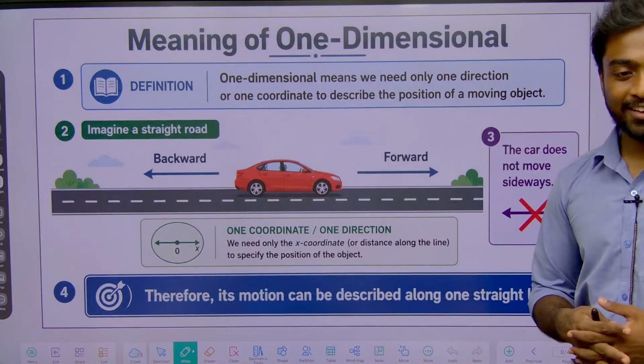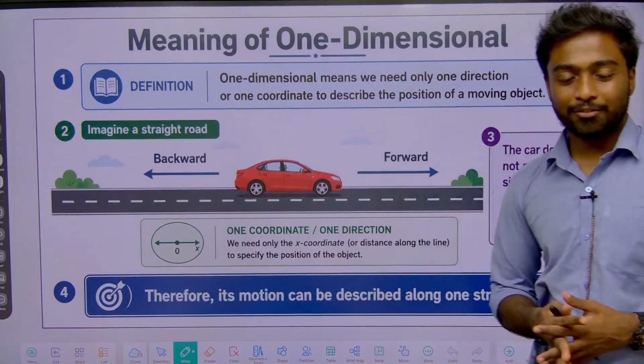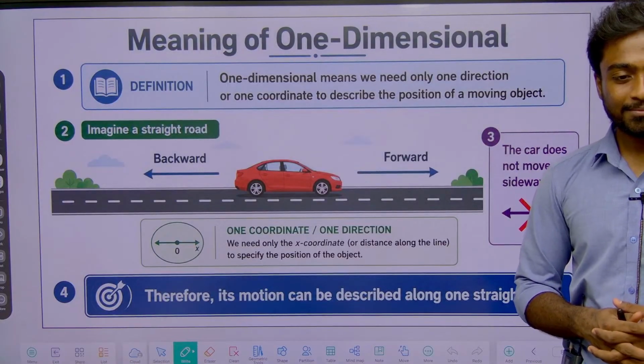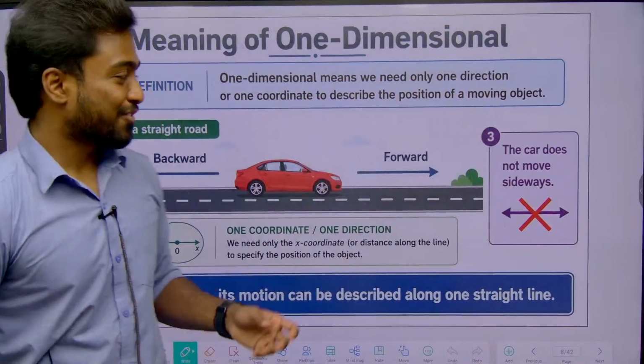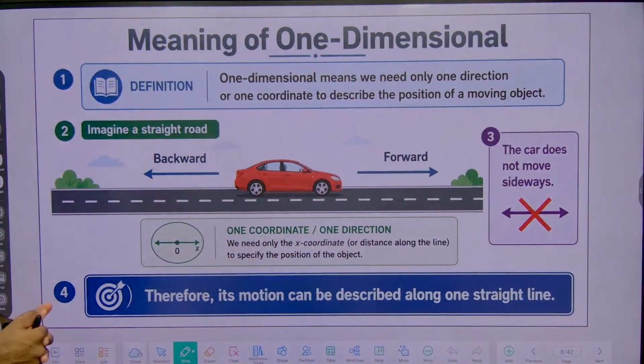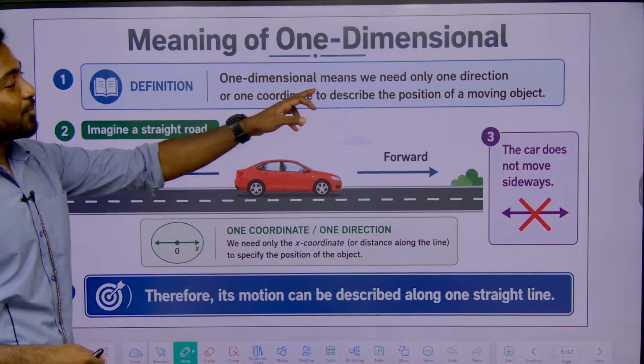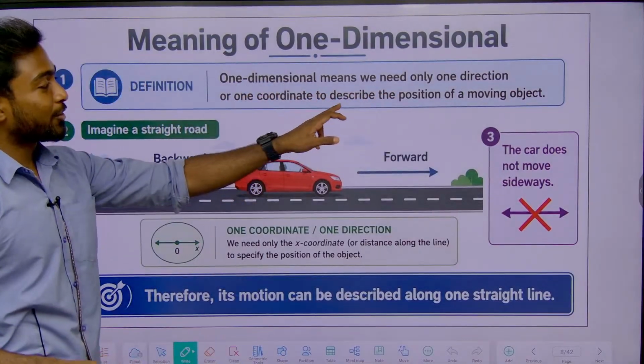Manuals, auto is there, but this is a new technology that came. Okay, fine. Think about that. Front gear is back gear. Okay, fine. So one-dimensional means we need only one direction or one coordinate to describe the position.